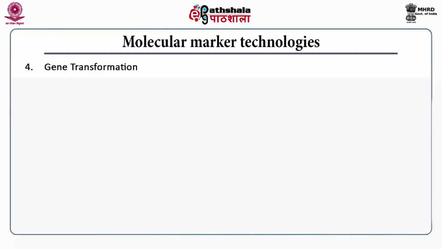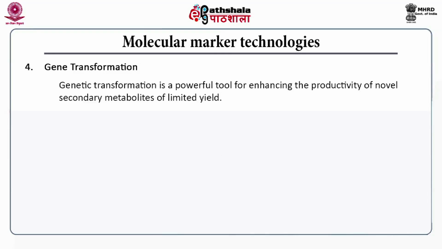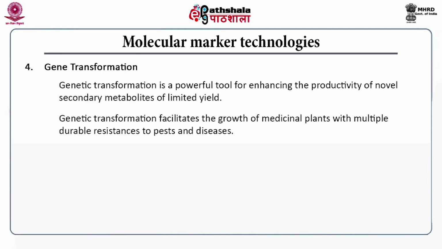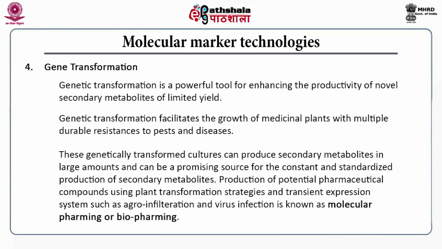Then gene transformation. Gene transformation is a powerful tool for enhancing the productivity of novel secondary metabolites of limited yield. Genetic transformation facilitates the growth of medicinal plants with multiple durable resistances to pests and diseases. These genetically transformed cultures can produce secondary metabolites in large amounts and can be a promising source for the constant and standardized production of secondary metabolites. Production of potential pharmaceutical compounds using plant transformation strategies and transient expression systems such as agroinfiltration and virus infection is known as molecular farming or biofarming.